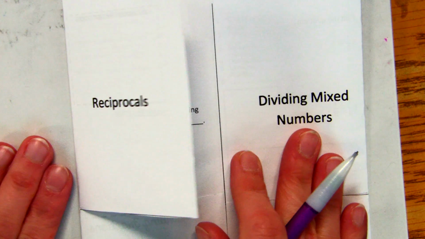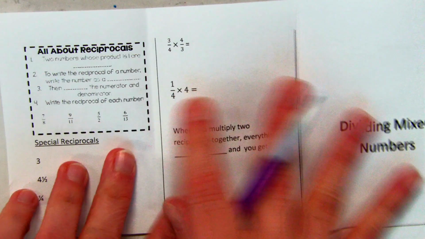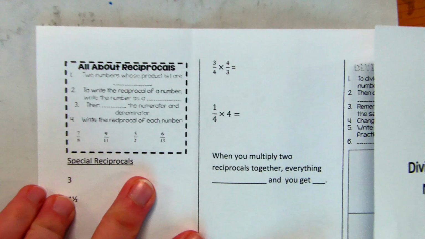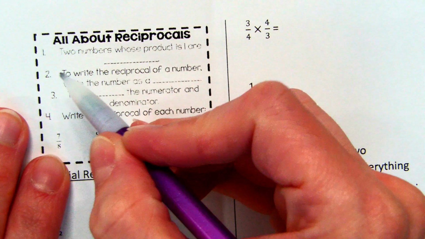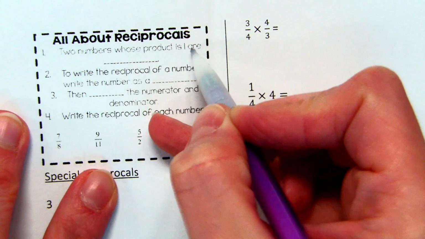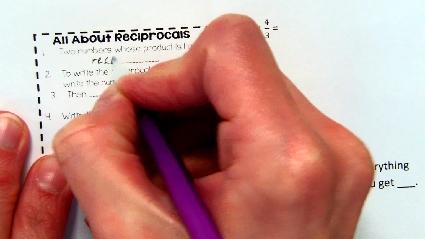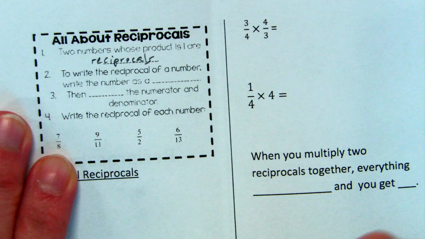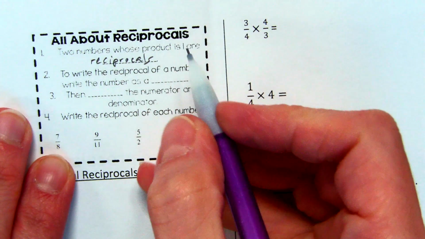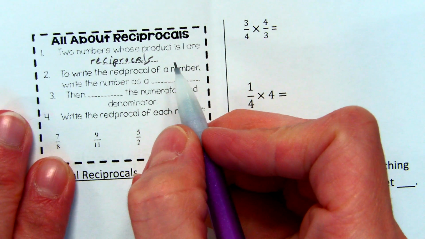All right, so we're going to start by talking about reciprocals. And there's this little tiny box over here, so let me zoom in so we can kind of see it. So it's all about reciprocals. Two numbers whose product is 1 are reciprocals. So it's just filling in that vocab word in the space. It is a small space, so you have to write small.